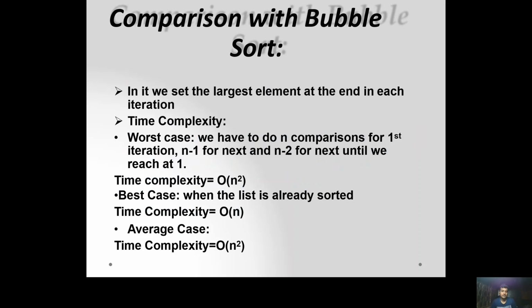Comparisons. Let's compare it with different sorting algorithms. Let's start with the bubble sort. In it, we set the largest element at the end in each iteration. Time complexity: in the worst case, we have to do n comparisons for the first iteration, n minus 1 for the next, and n minus 2 for the next until we reach 1. Time complexity is O of n squared. In the best case, when the list is already sorted, we have a time complexity of O(n). Average case, time complexity is O(n squared), because we don't always get a sorted array.